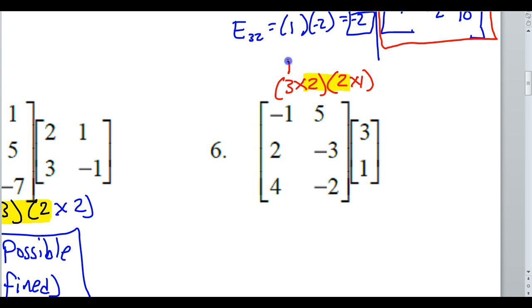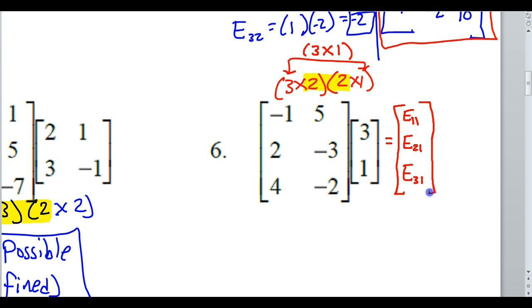To know the shape of the answer, I will look at the outer dimensions. The outer dimensions tell me that I'm going to have a 3 by 1 matrix answer. In other words, it's going to have 3 rows and 1 column, so it's going to have this shape. E11, E21, E31. The answer is going to be a 3-row, 1-column matrix, and these will be the elements.